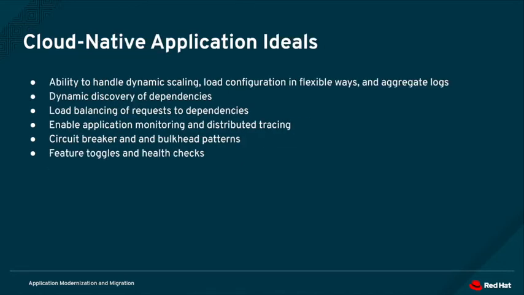So let's talk about cloud native application ideals. Some of the characteristics of a good cloud native application are the ability to horizontally scale dynamically with easy loading of configurations. Then also account for and pull all dependent services and libraries that it needs. Then also have the ability to manage traffic by effective load balancing and delegation. And then have an easy way to manage monitoring, logging, tracing, and health check related things.